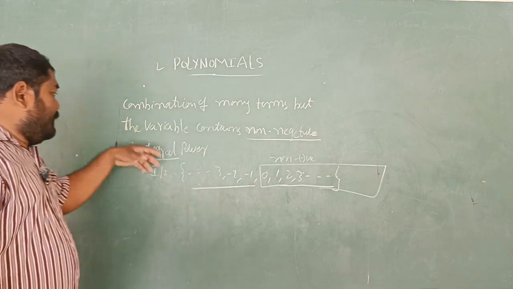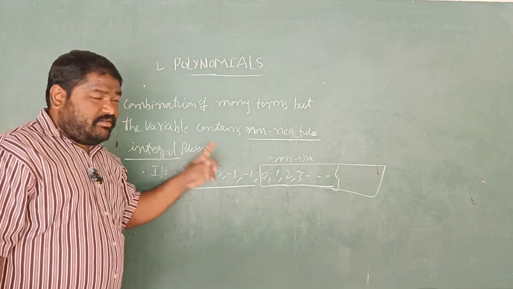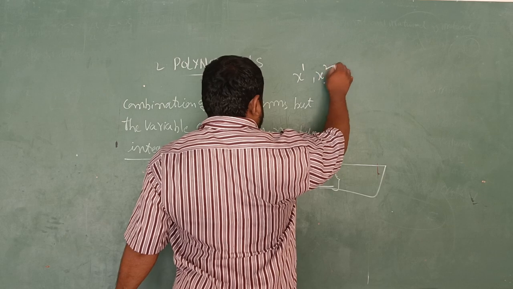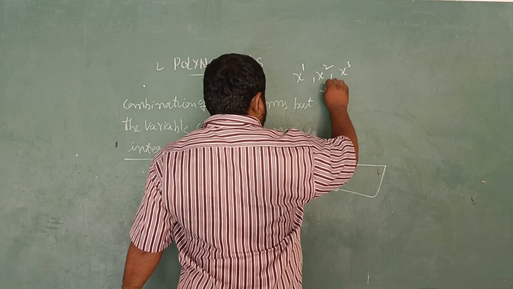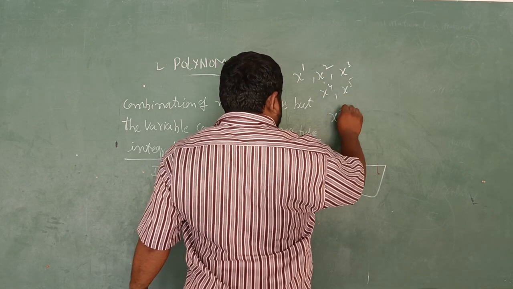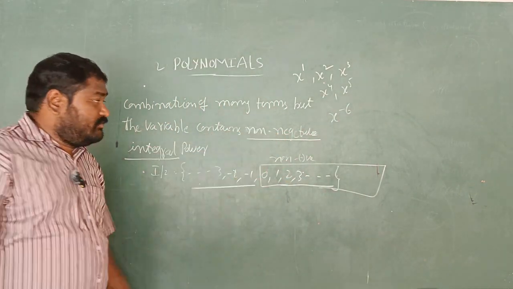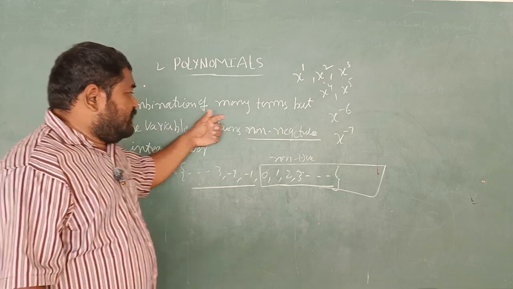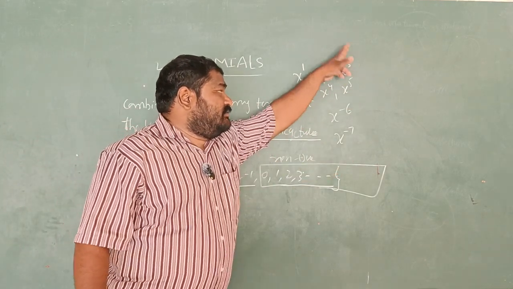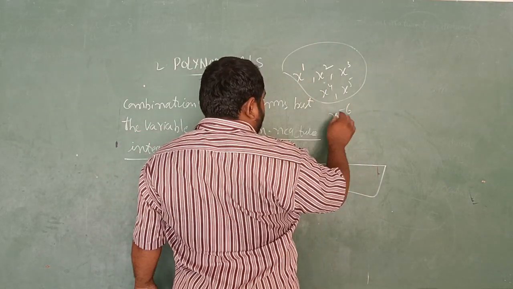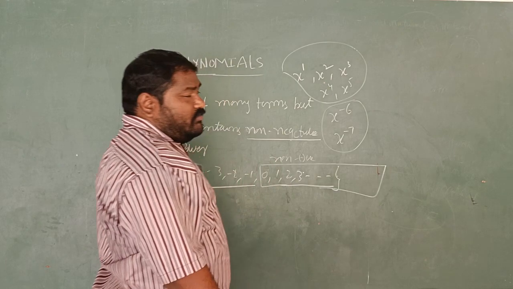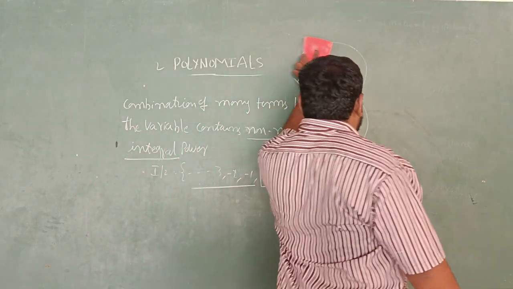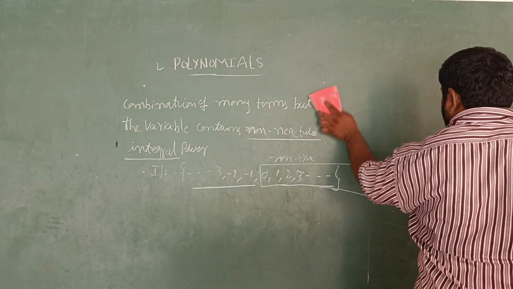Combination of many terms, but the variable contains non-negative integral power. Power means, for example, x power 1, x power 2, x power 3, x power 4, x power 5, but x power minus 6 is a negative power, and x power minus 7 is also a negative power. Polynomial means the combination of many terms whose variables have non-negative integral powers, not negative powers.